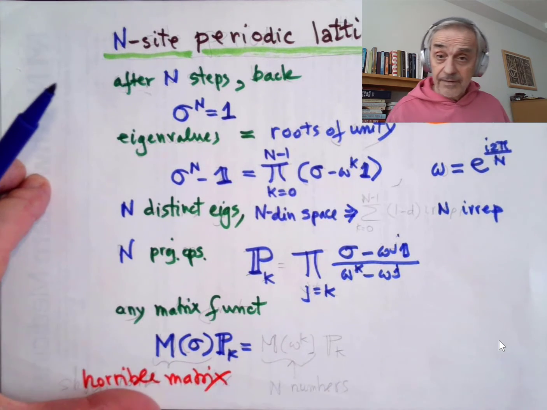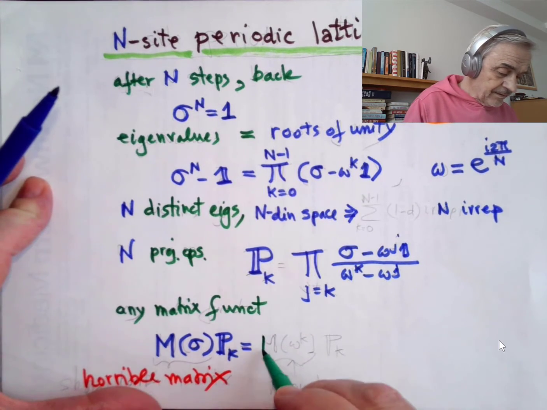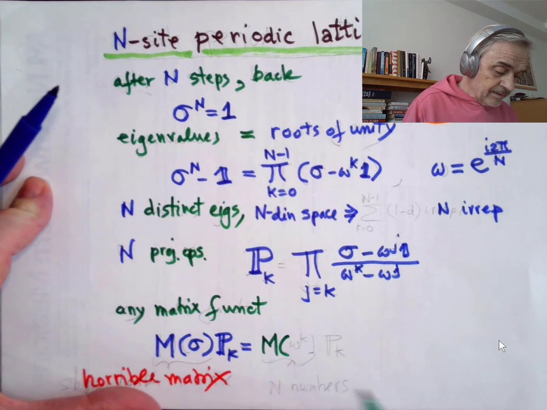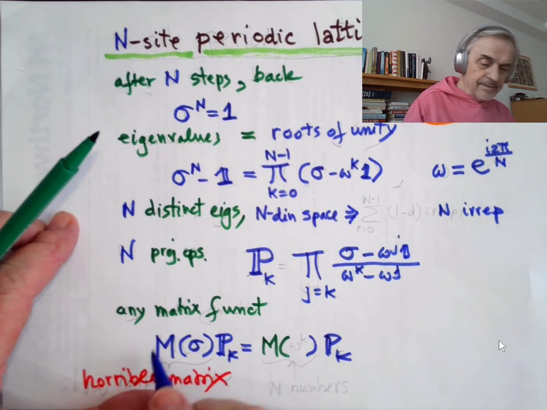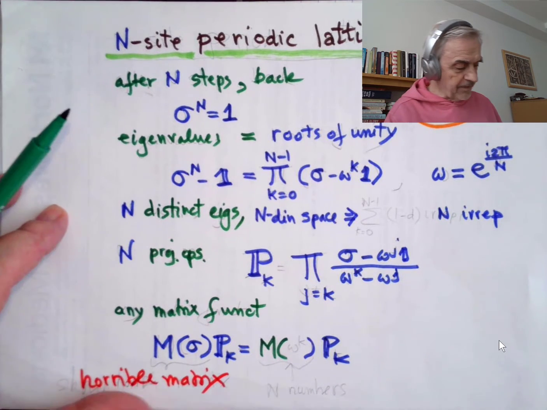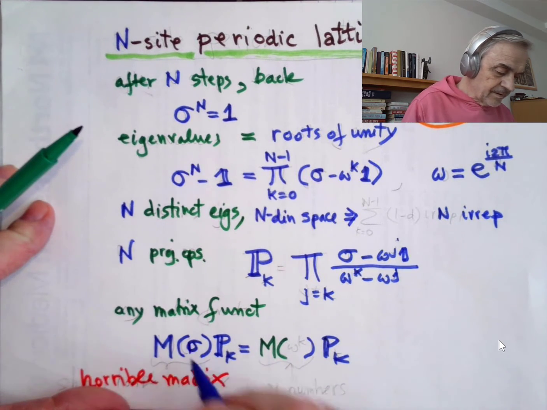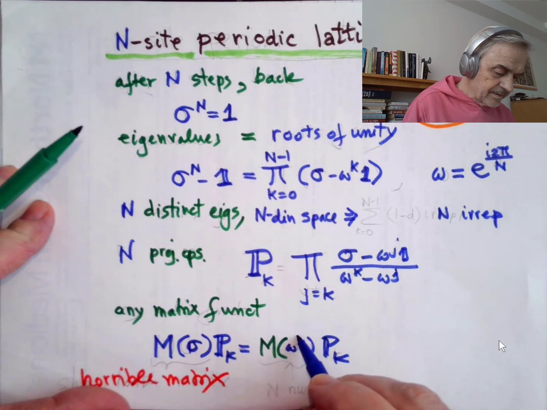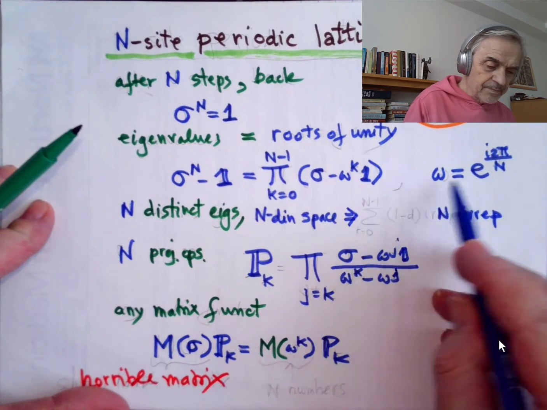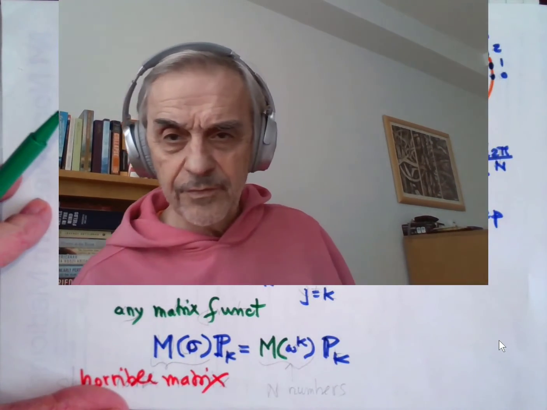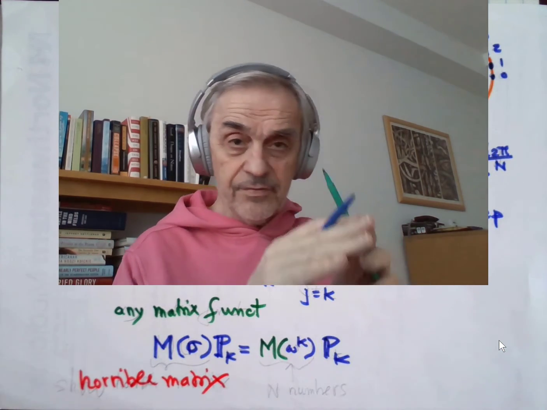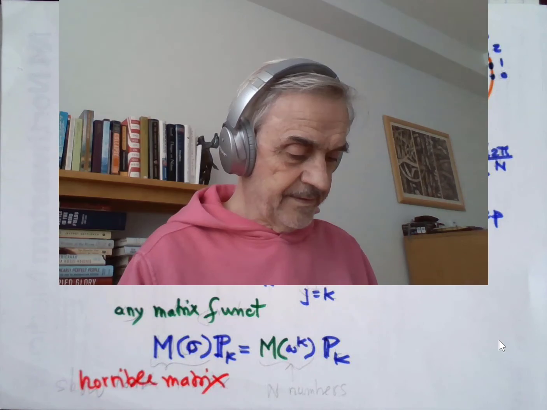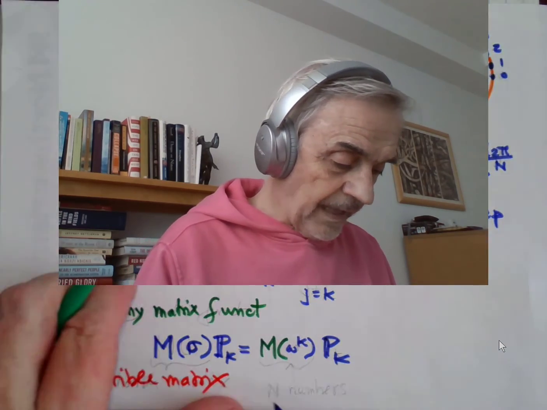But now that we have projection operators, we know that on each subspace, this whole matrix simply gets replaced by the function of a single number, which happens to be this primitive root of unity raised to the power k. So we reduced a big matrix to n numbers.